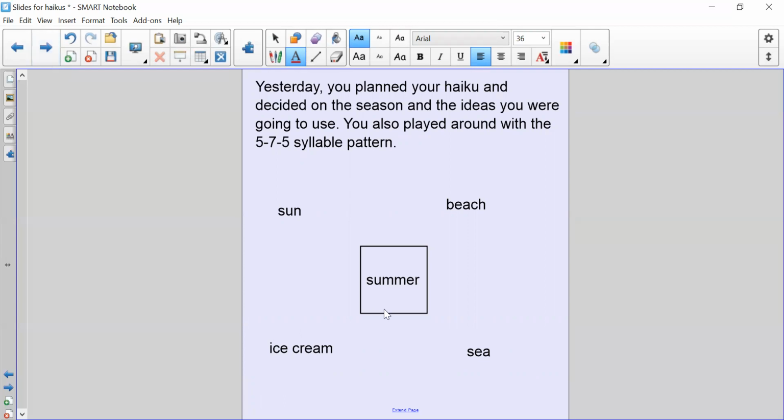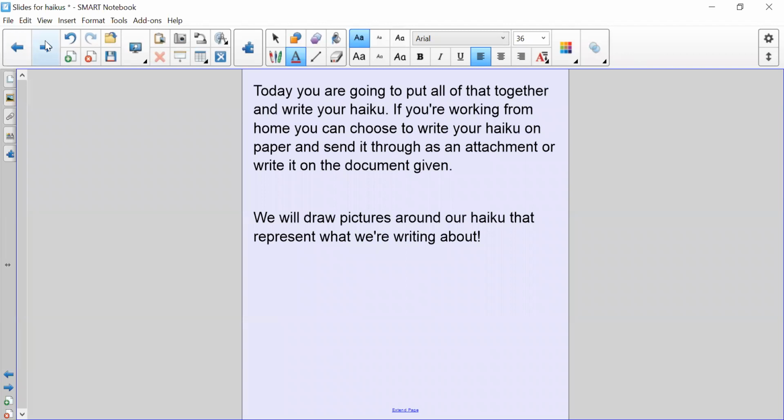So here's my plan here. I've got my season of summer that I want to write about, and I want to focus on the theme of the seaside because I love going to the seaside in the summer. So I've got the words sun, beach, sea, and ice cream that I want to play around with. And the reason that we did this is so that we haven't got too many options to choose from, so that our haiku today is going to be very focused. Okay, so we're going to put all of that together today and write your haiku.